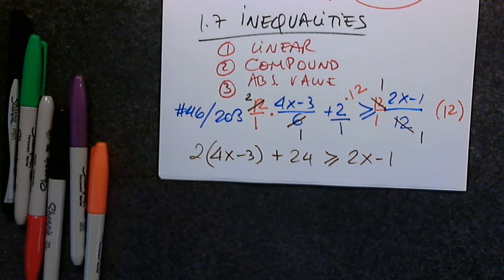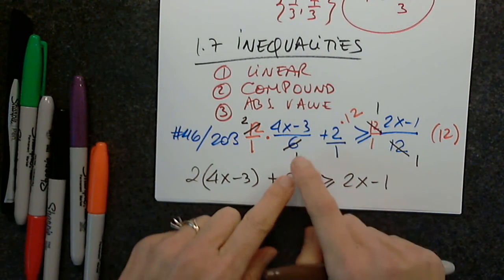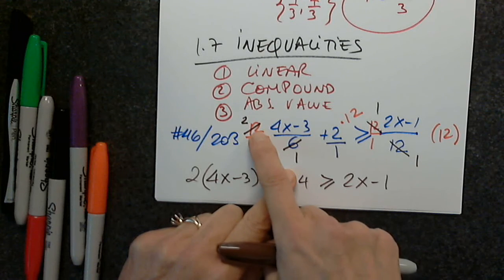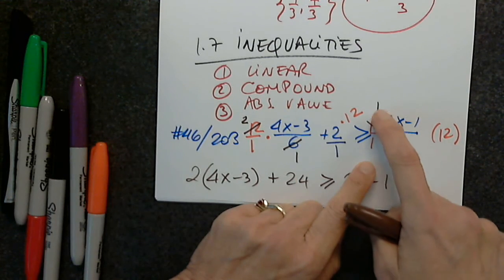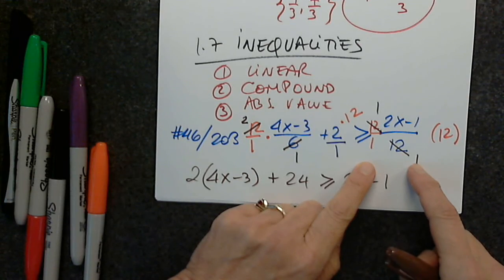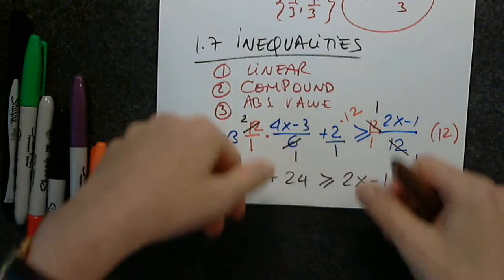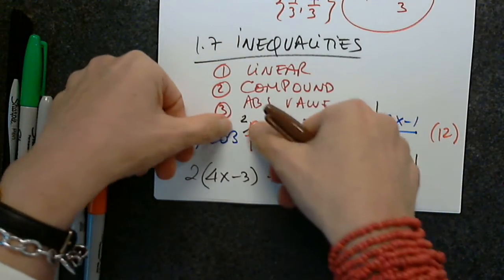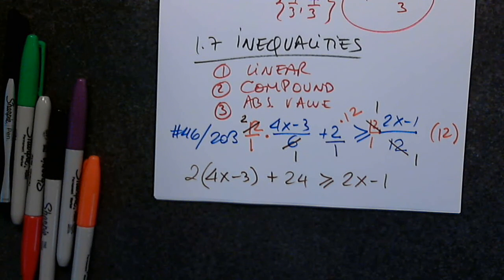You have the brakes. Why did you put a dash through the 6 and the 12? But 6 divided by 6 is 1. 12 divided by 6 is 2. 12 divided by 12 is 1. That's why this side is 2x minus 1. This is 24. And this is 2 multiplied by 4x minus 3. Better? Good. Other questions for me?